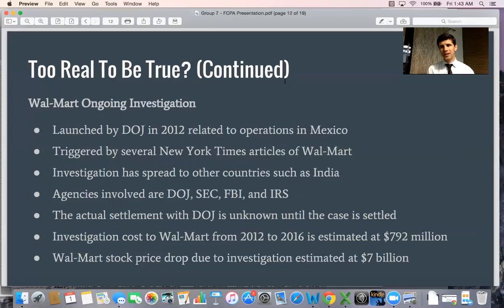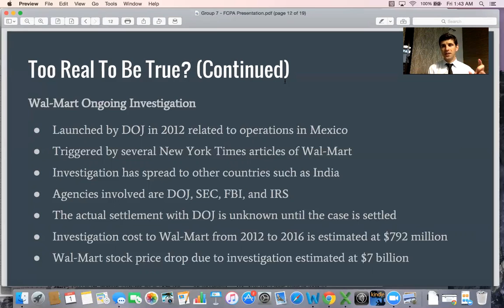Basically, the DOJ, this was due to several articles by the New York Times that talked in detail about how Walmart was bribing foreign Mexican officials to obtain licenses and permits. So the DOJ got wind of this and they started the investigation.